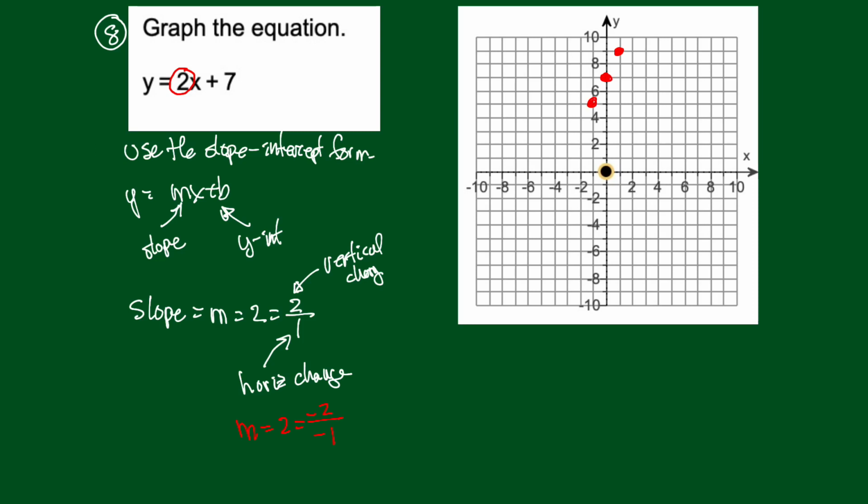I could do it again. Go to the left 1, down 2, right there. To the left 1, down 2, right there. Okay, now I've got a bunch of points. Maybe I can get a reasonable line through them. All right, and there's my graph of that equation.